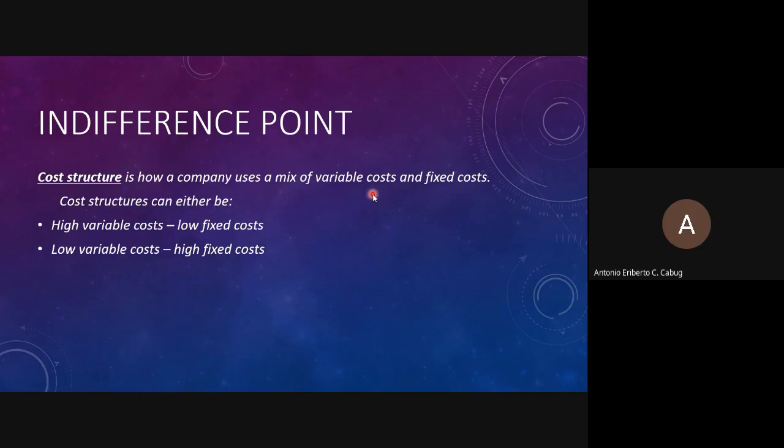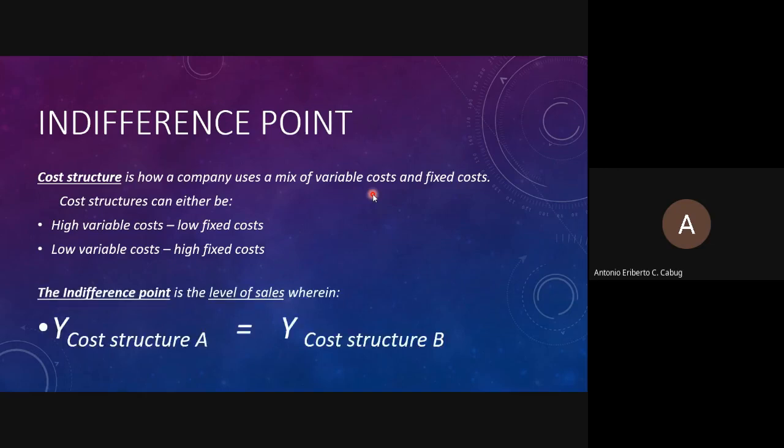Okay? Operating leverage is the use of fixed costs so that a small change in sales, percentage-wise, would translate to a greater percentage change in operating profit, aka earnings before interest and taxes. Here in the indifference point, what we are interested in so far is the level of sales where the income of one cost structure, say for example, intense in variable costs, would be equal to the income of the second cost structure, which is intense in fixed costs.